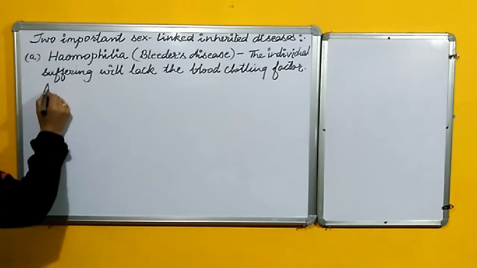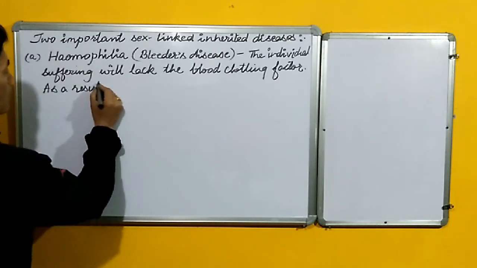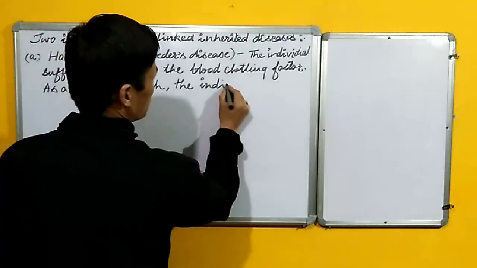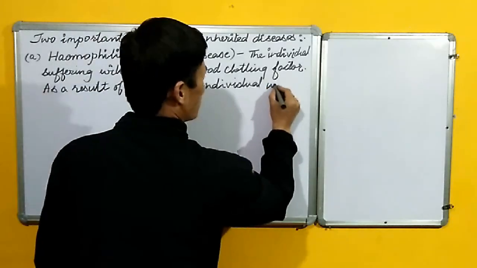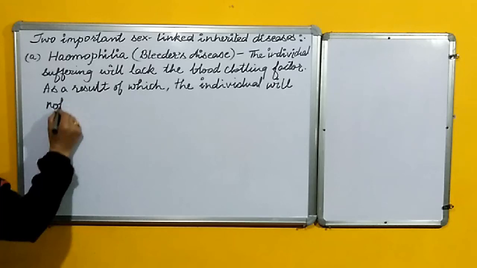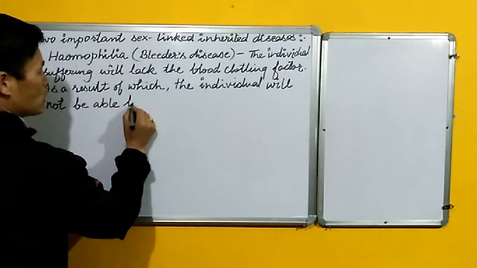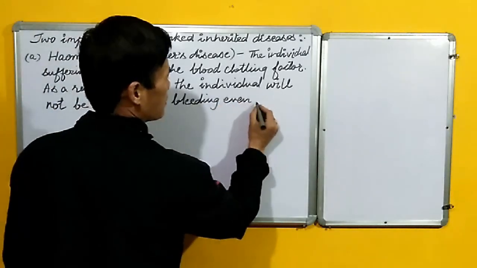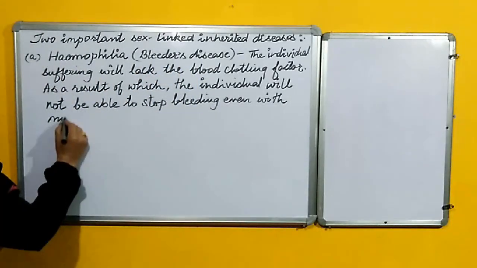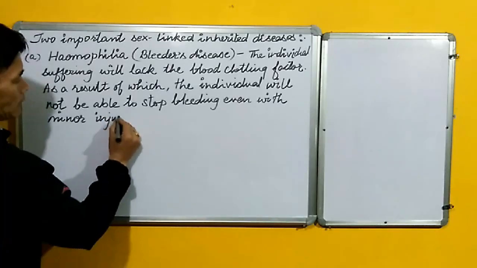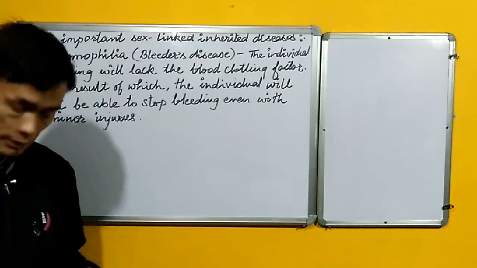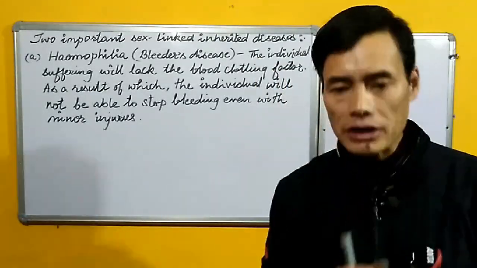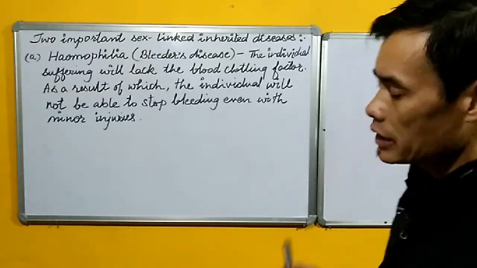As a result of which the individual will not be able to stop bleeding even with minor injuries. Now, what is happening in this disease is, if an individual suffers from hemophilia, then that individual will not possess the blood clotting factor in the blood.